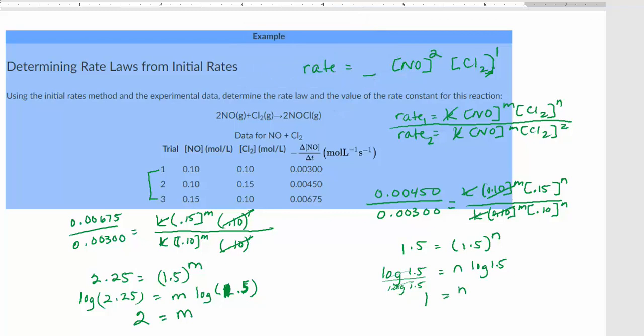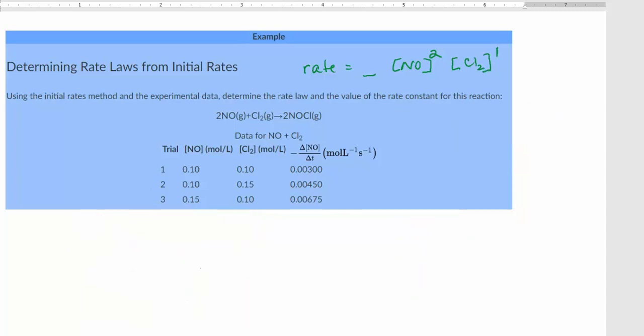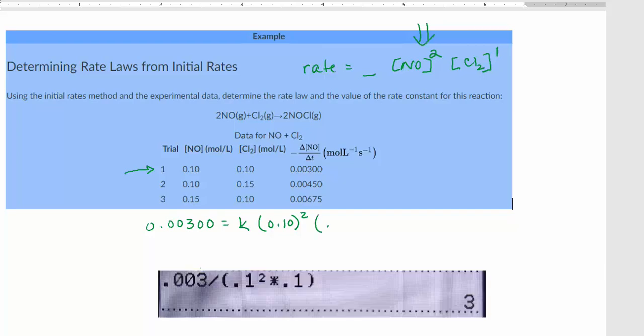Now let's derive the value of K. I'm just going to take trial 1 because it seems easy, and I'm going to say that the rate is equal to K times the concentration of NO raised to the second power, because that's what I determined, times the concentration of chlorine raised to the first power. So now I can calculate and find the value of K. And I get that my K value is 3.0.